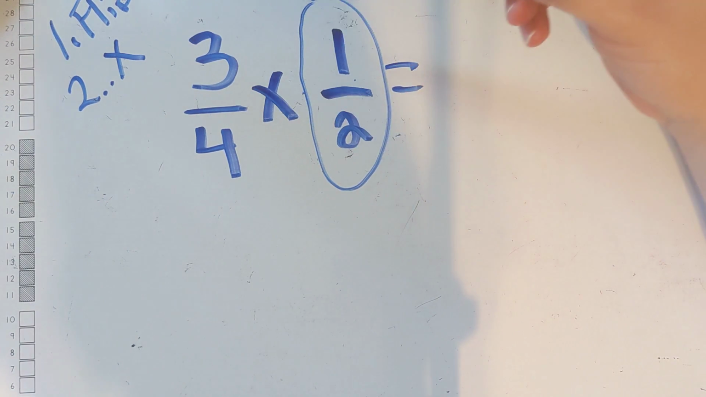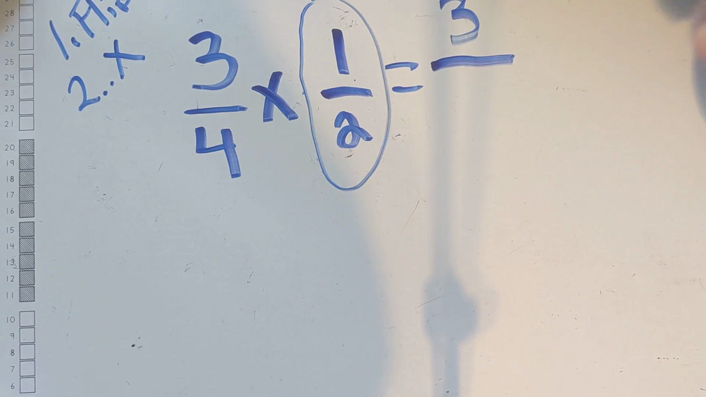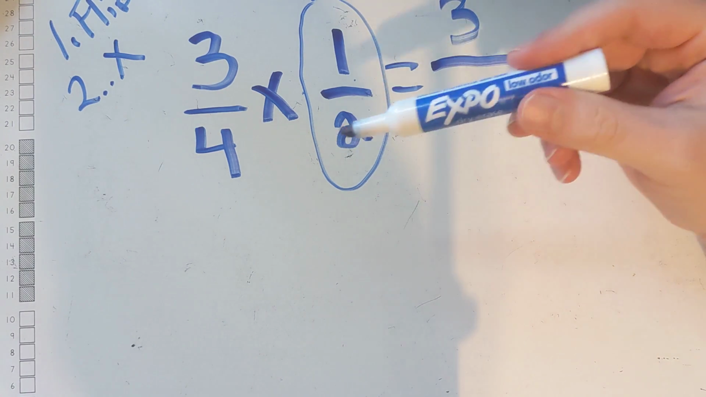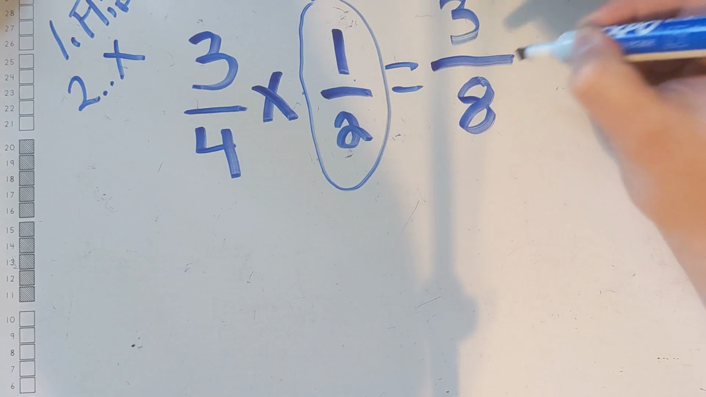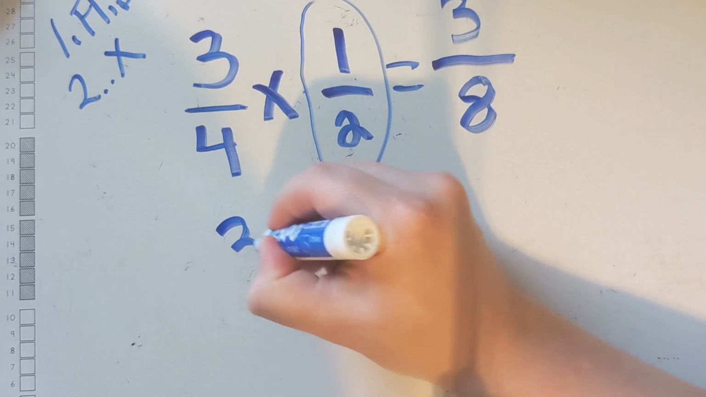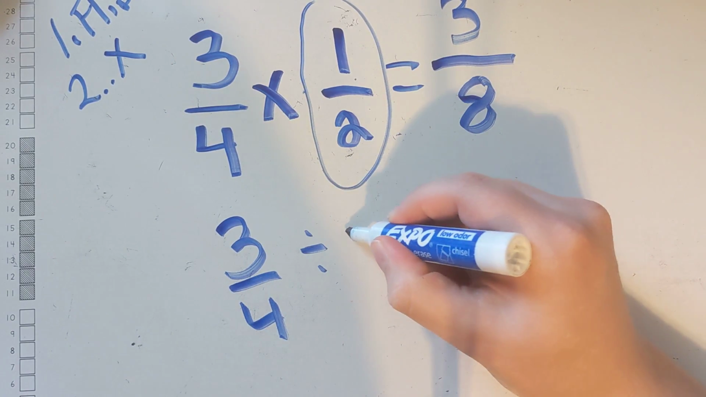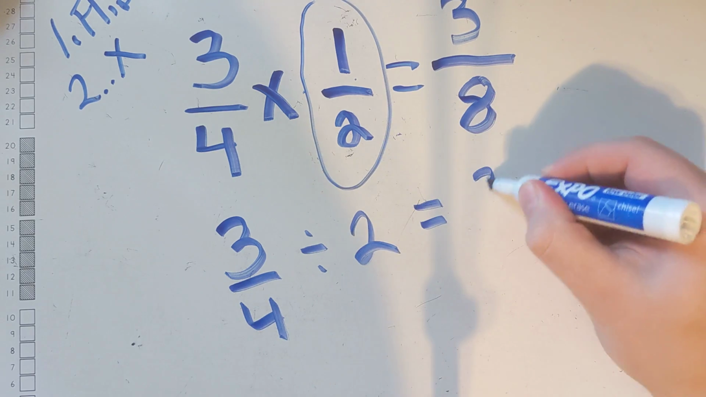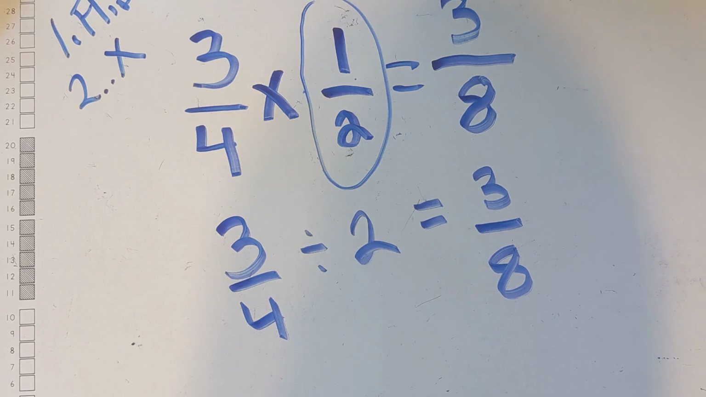So 3 times 1 is 3. Now remember, with multiplying, you don't have to change the numerators to denominators. You can just multiply straight across. 4 times 2 is 8. So my answer to my original problem, 3/4 divided by 2, is equal to 3/8. Now you can pause the video, go back, rewind, take as much time as you need.